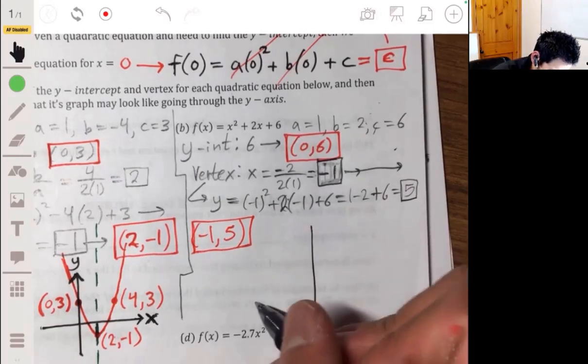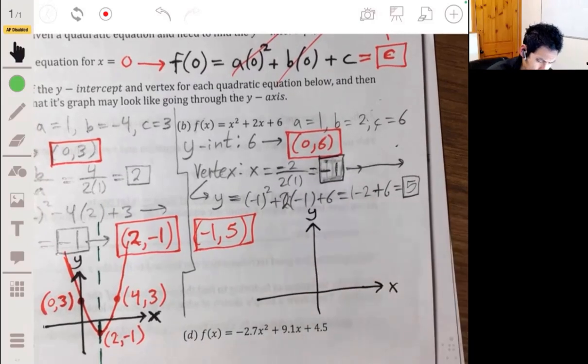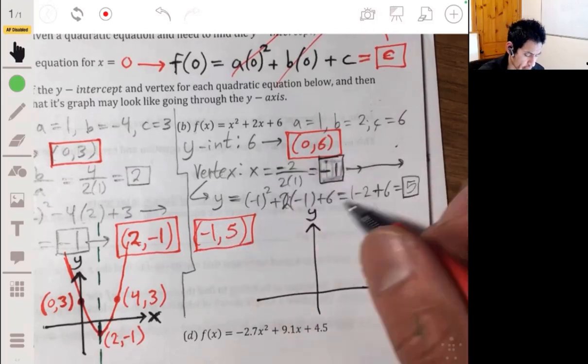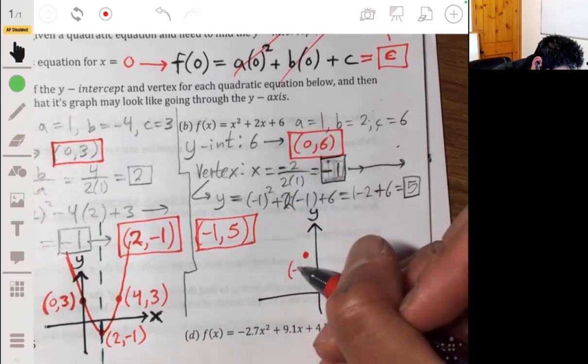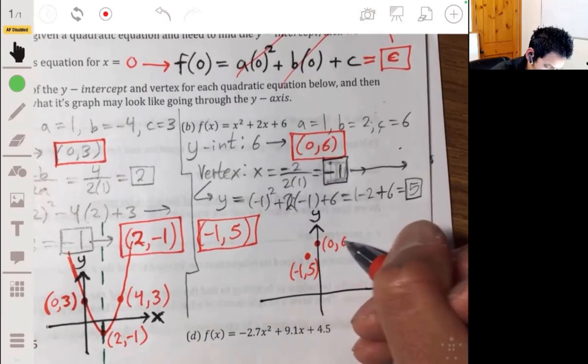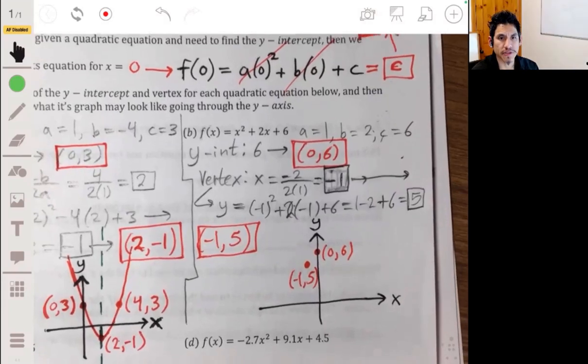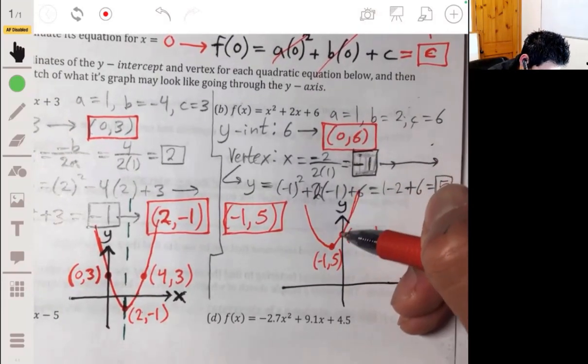And again, let's draw a sketch of this. It goes through 0, 6 and negative 1, 5. We'll just call this negative 1, 5. And 0, 6 will then be above it. And so then the parabola will be opening upward, something like that.